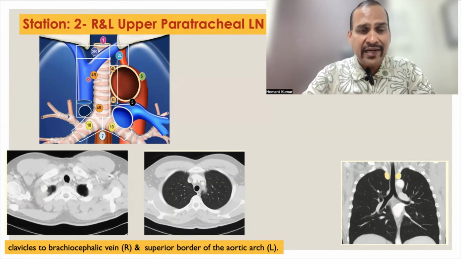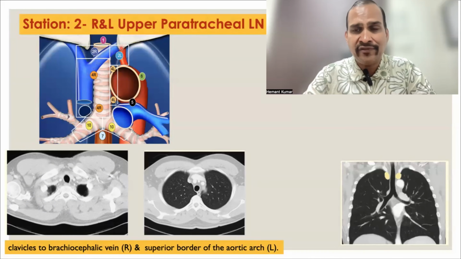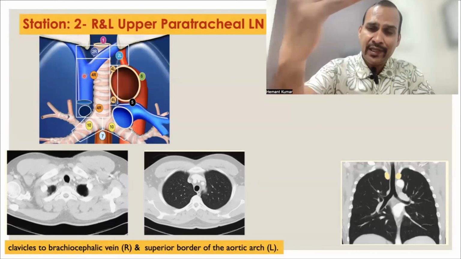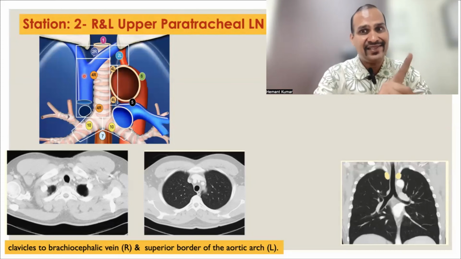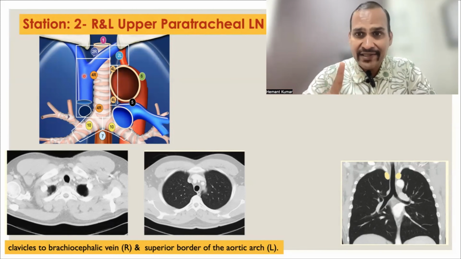Okay. So on the right side, you can see this is the brachiocephalic vein. Can you see this blue one? When this brachiocephalic vein is crossing from right to left, this crossing mark is between upper paratracheal and lower paratracheal on the right side. If I say right side, it means along the lateral border of the left side of the trachea. So anything right to this margin is right side.